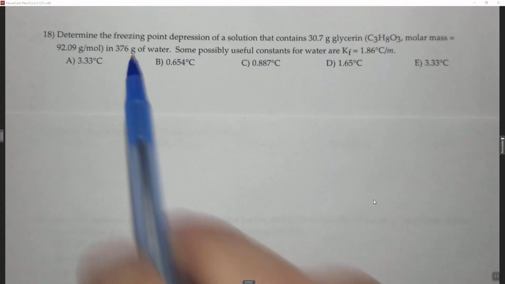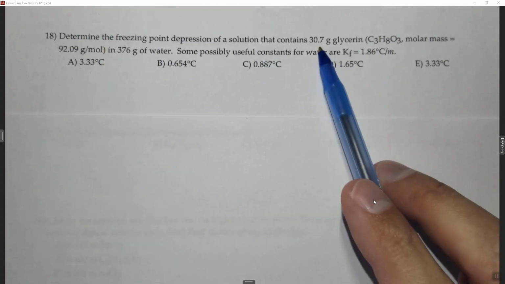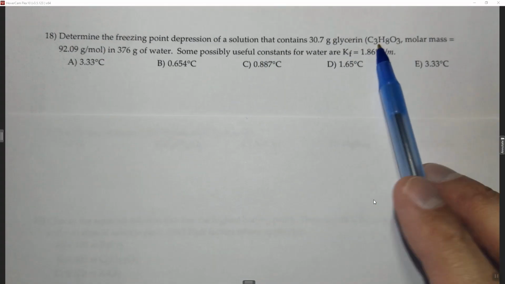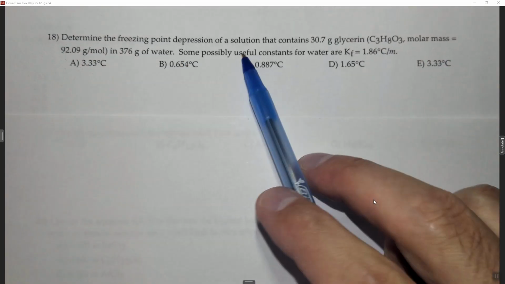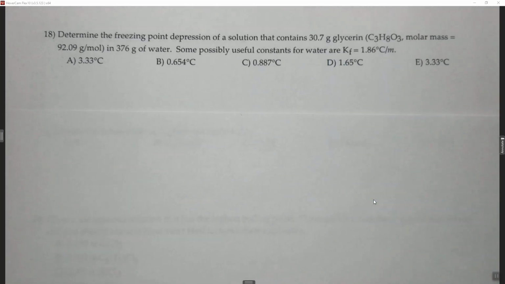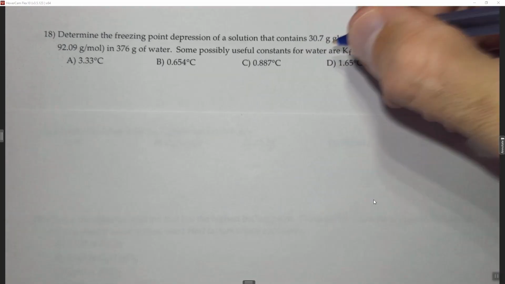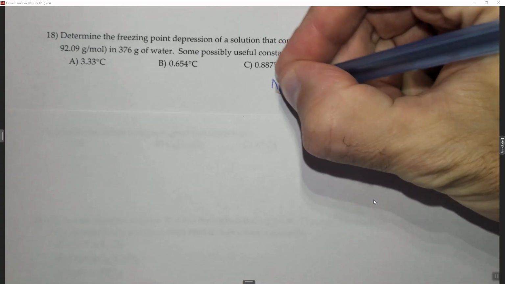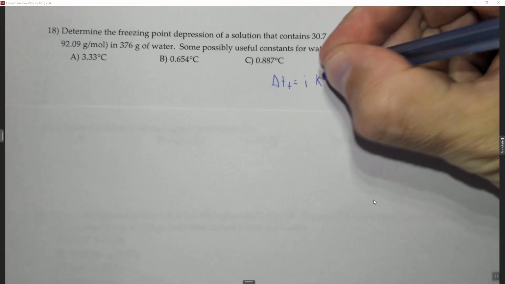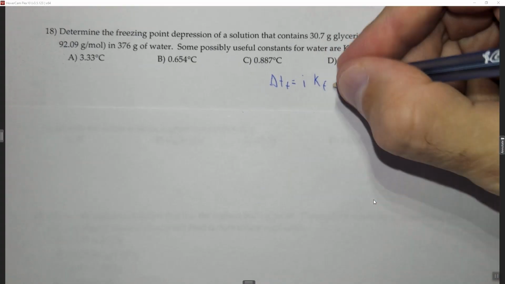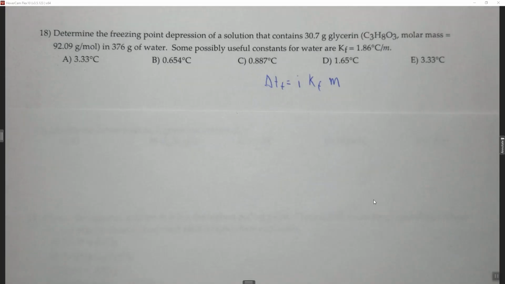All right, number 18 says, determine the freezing point depression of a solution that contains 30.7 grams of glycerin, this one with a molar mass, and in 376 grams of water. And then it says some possibly useful constants for water are the Kf, which is 1.863 °C per molal. So basically you need to know the freezing point depression constant. So the ΔTf equals i, the van 't Hoff factor, times the Kf, the constant you're provided, times m, the molality, okay, which we did in a previous question.